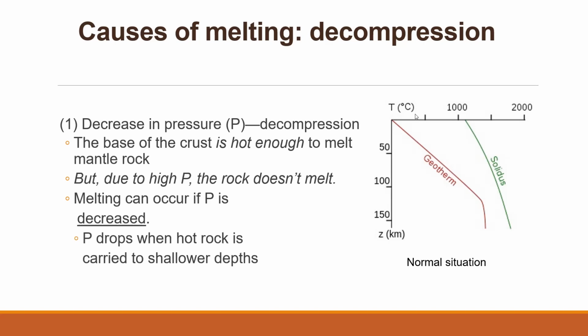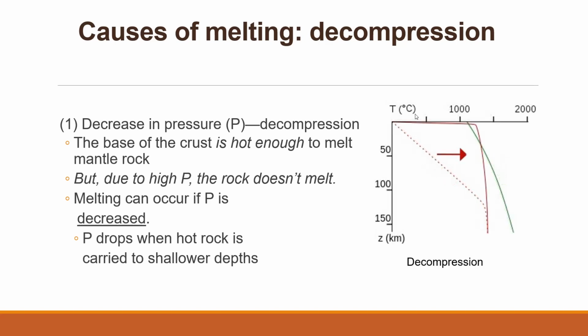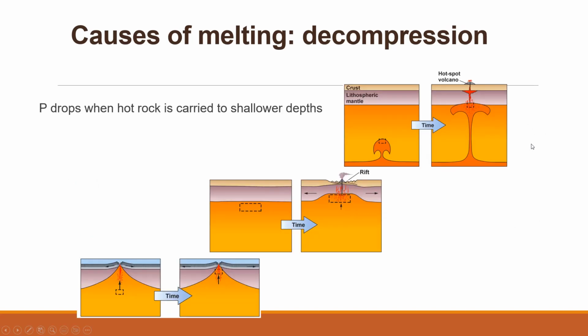The pressure will drop when the rock is carried to shallower depths. So what we end up seeing is that we go from a geotherm that looks like this to one that looks like this, and suddenly we are able to move from the solid to the liquid stage. This happens at mid-ocean ridges. Material is brought up to shallower depths. It's still hot, but it's now at a lower pressure, and therefore it's able to melt. This can happen with mantle plumes, so at hot spots. It can happen beneath rifts and at the mid-ocean ridges.